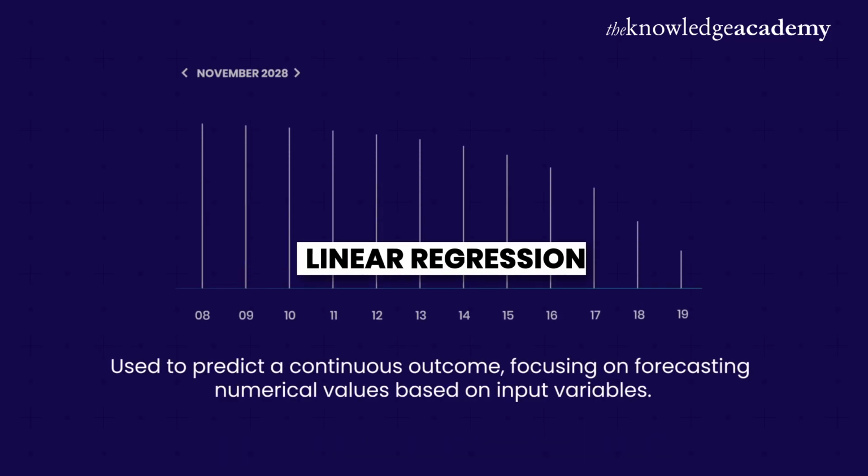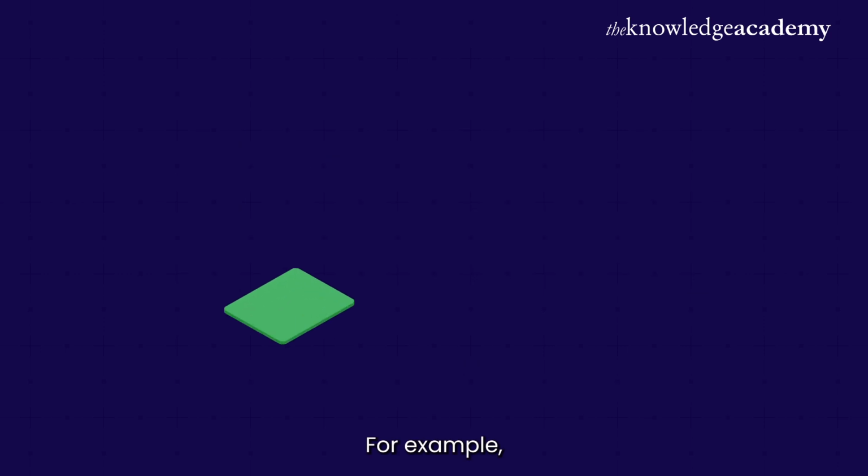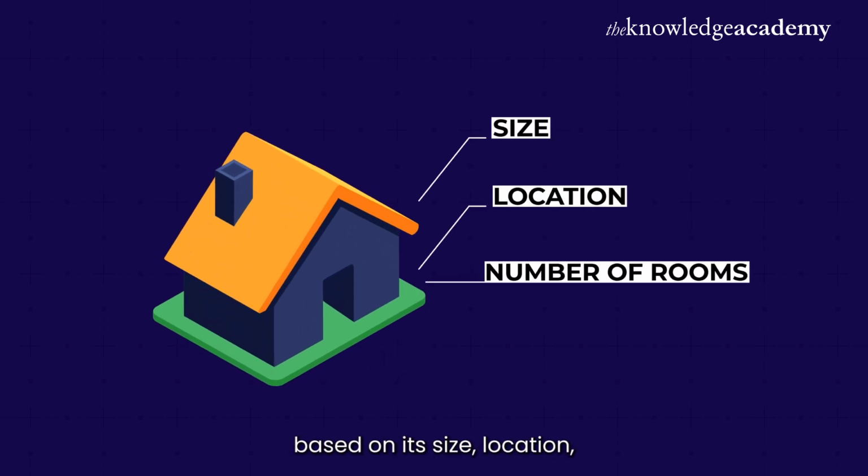The primary purpose of linear regression is to predict a continuous outcome. This means it's used when you're trying to forecast a specific numerical value based on one or more input variables. For example, predicting the price of a house based on its size, location, and number of rooms.